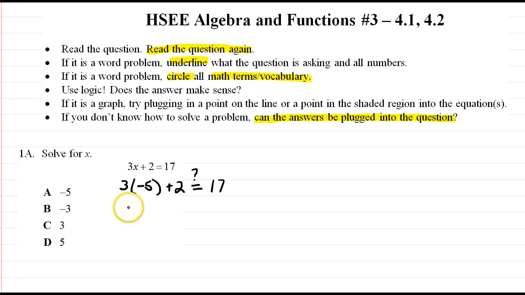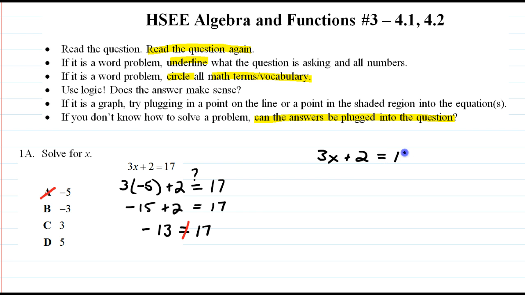So 3 times -5 is -15. And -15 plus 2 is -13. And so -13 does not equal 17. So that's false, so that means it's not A. So now you could go and try B. You could try C, you could try D. So if you don't know what to do, you could always take these answers and plug them in. If you do know what to do, it's always best to do the math.